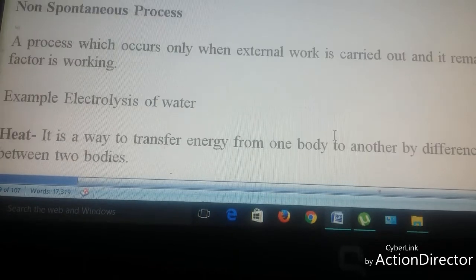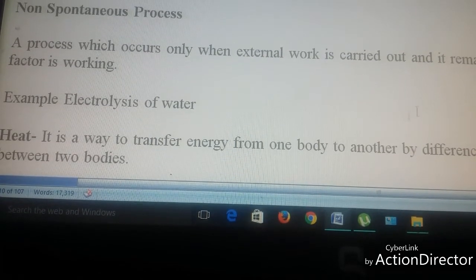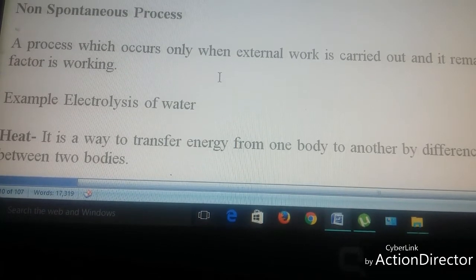Non-spontaneous processes will occur only if some external work is carried out, and they will continue only as long as the external factor is working. If you remove the external factor, it will stop. An example is the electrolysis of water.